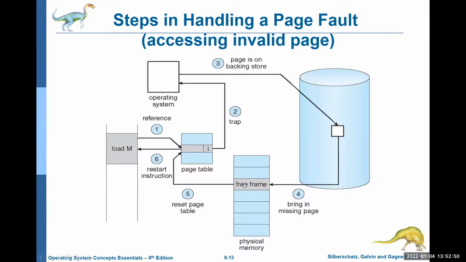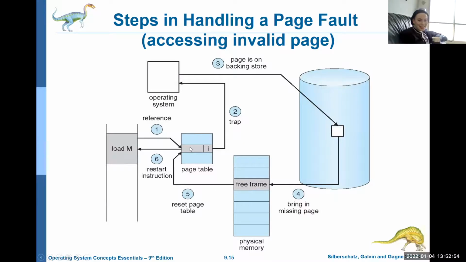Then reset the page table. I forgot about that. I've got to say, page table, you are no longer invalid, you're valid, and I'm going to put the number here. In this page table, I'm going to have to put the number of where this free frame in physical memory is, where I put this no longer free frame. I'm going to have to write inside of this gray box the location in physical memory of this page.